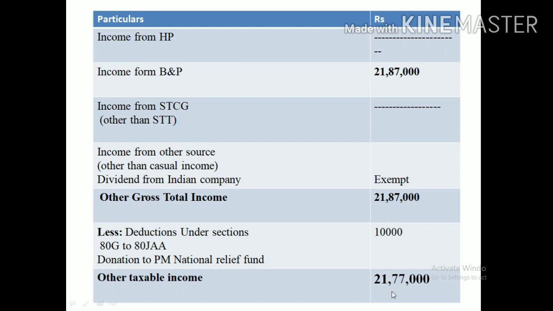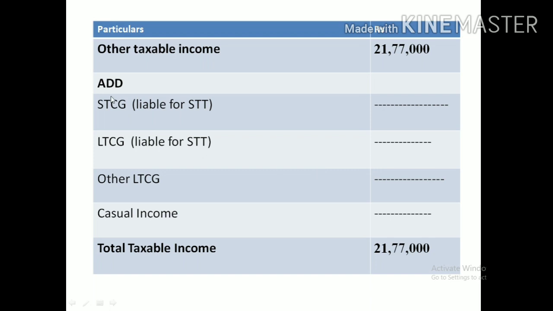By deducting that, you will get other taxable income, that is 21 lakh 77,000. For this add: short-term capital gain liable for STT, there is no income. Long-term capital gain liable for STT, there is no income. Other long-term capital gain, there is no income. Then casual income, there is no income. Then total you get 21 lakh 77,000. Okay, then this is the total taxable income of the company.